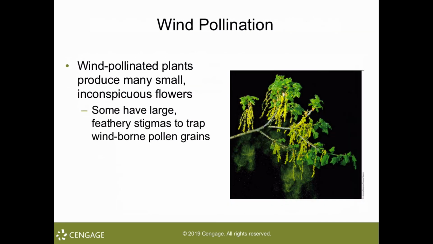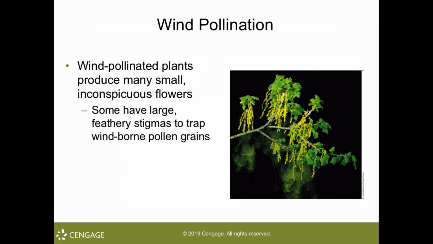All right, up next, flowering plants that depend on wind to disperse pollen. Flowering plants such as maples, ragweed, grasses, and oaks are pollinated by wind. Those wind-pollinated plants produce many small, inconspicuous flowers. They have no large, colorful petals with scent or nectar. Some have large, feathery stigmas, and presumably that's there to trap the wind-borne pollen grains.